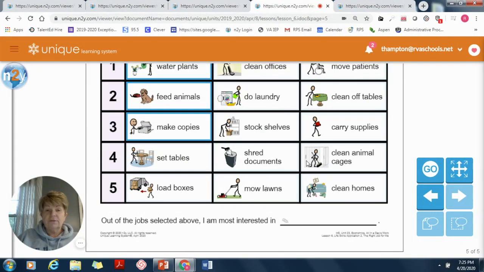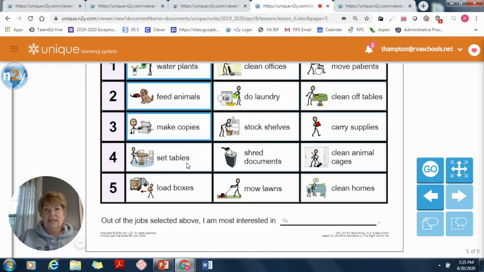Set tables, shred documents, or clean animal cages. So love animals, but set tables, I don't mind doing that. Shred documents, I think for me would be a little boring. Do you think that would be a little boring? It means somebody's giving you a tall stack of paper and you just have to keep feeding it into the machine. It can kind of be loud.